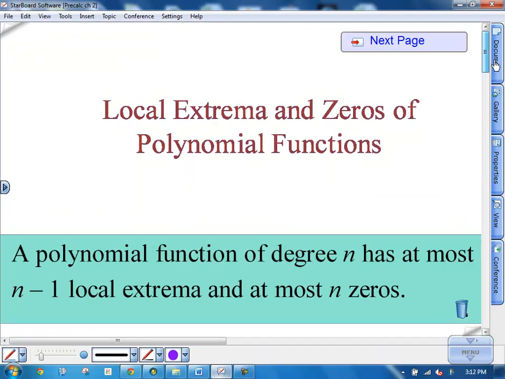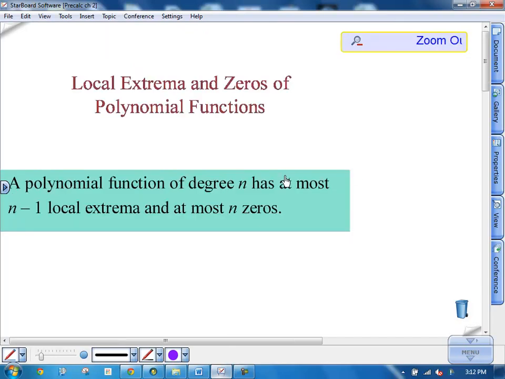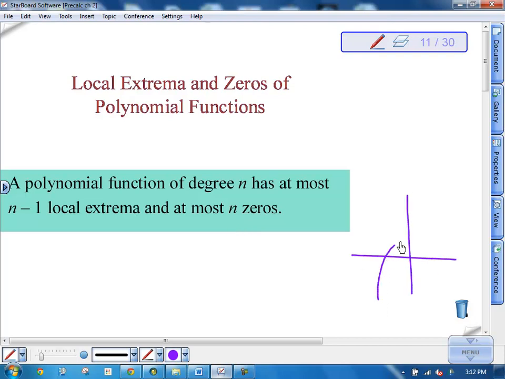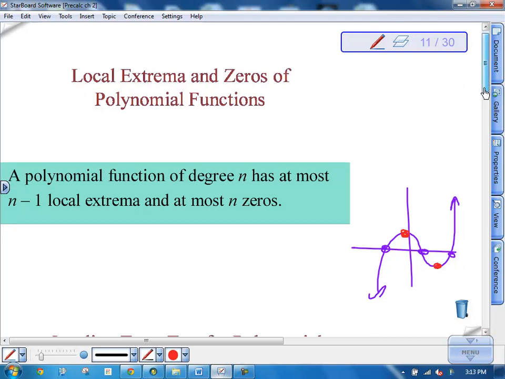Okay, so then just a couple more things. Local extrema is what the book calls these. A polynomial of degree n has at most n minus 1 local extrema and at most n zeros. For example, if you have a third degree polynomial like this, it can have at most 3 real zeros, and then it has n minus 1 local extreme points, so that'd be 1 relative maximum and 1 relative minimum, which is 2. N minus 1 is 2 in this case.